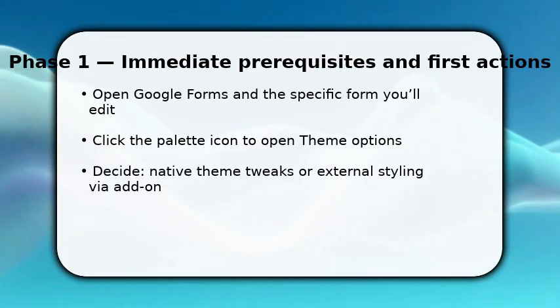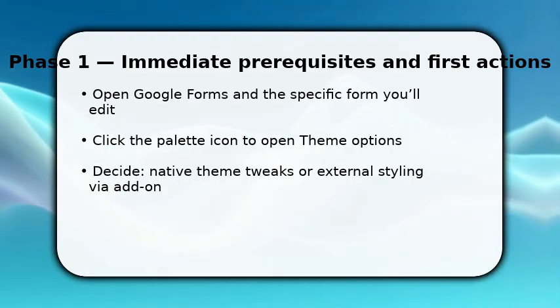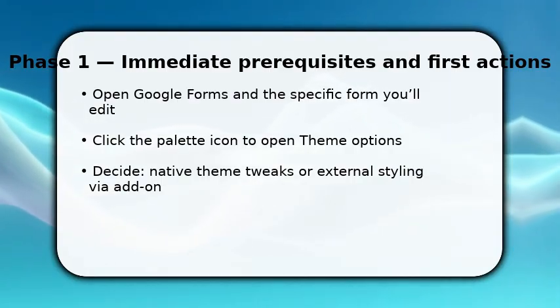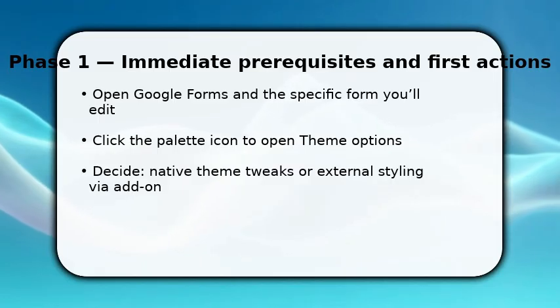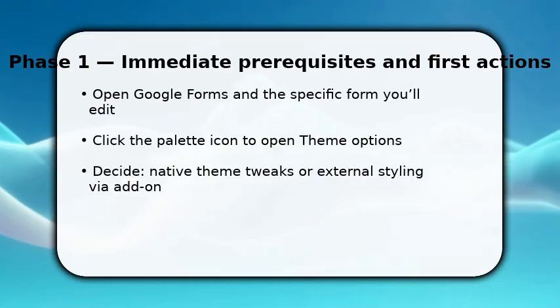You're in the form, now act. Open the theme panel by clicking the palette icon and pick a base font style. Google offers a few preset families. Once done, adjust header image and background color to influence perceived size. If the presets won't meet your needs, prepare to use an add-on or embed approach.